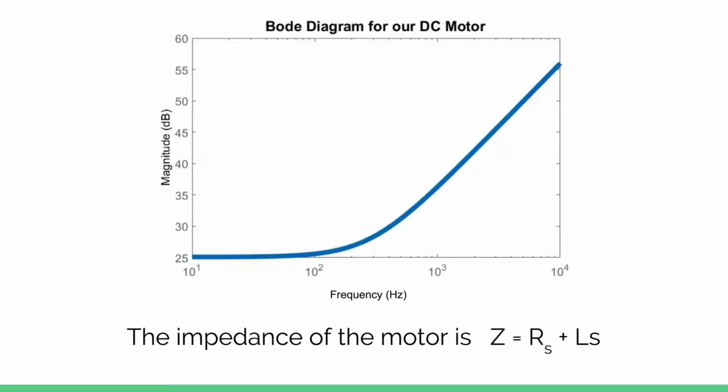We know that the impedance of the motor is the resistance of the resistor plus the product of the inductance and S. The intersection point of this Bode plot lies at 500 Hz, and all frequencies less than that have a constant value of R. Since our rotational frequency will always be well below 500 Hz, we can ignore the inductor in our motor.